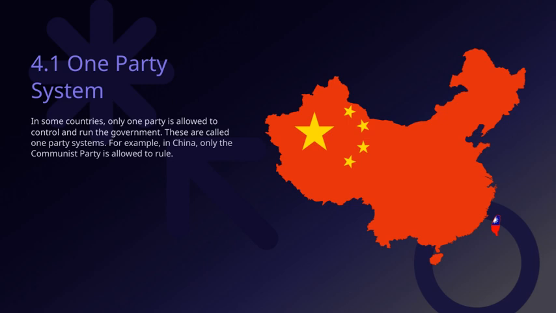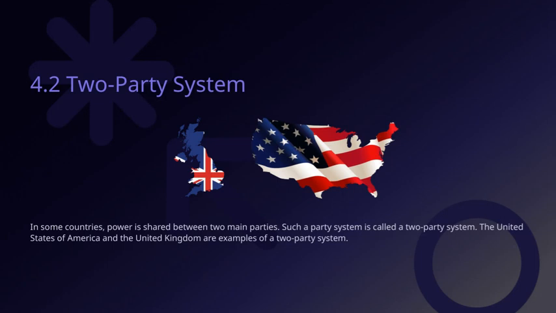Understanding these systems helps us see the different ways countries organize their governments and the impact that can have on their citizens. In some countries, power is shared primarily between two main parties. This type of political system is known as a two-party system. Essentially, it means that two dominant parties compete for control and influence within the government. The United States and the United Kingdom are classic examples of this kind of system. Understanding how these systems work helps us see the ways in which political power is organized and maintained in different countries, which ties back to our overall theme of government structures and their impact on society.